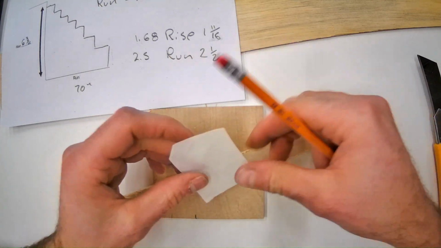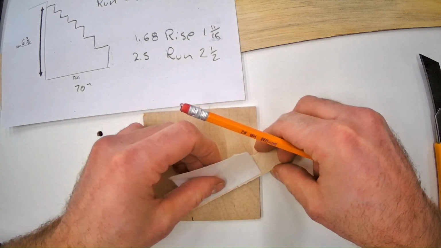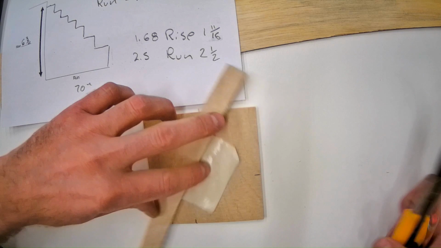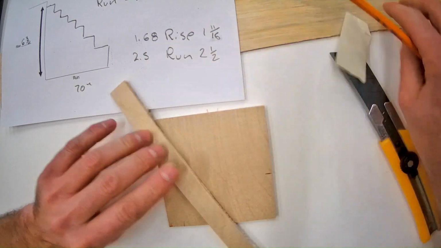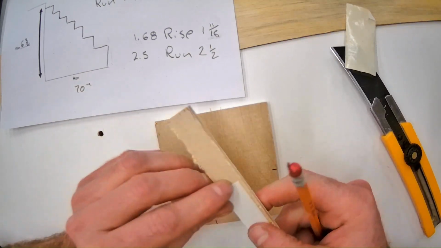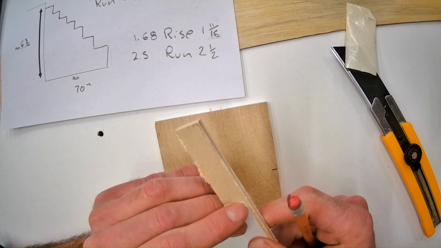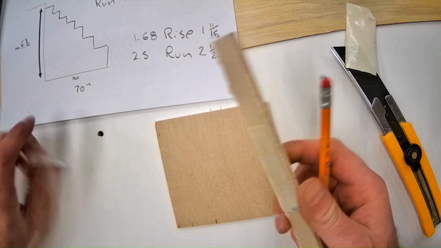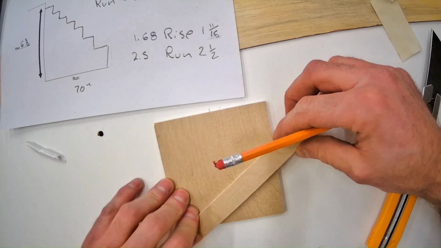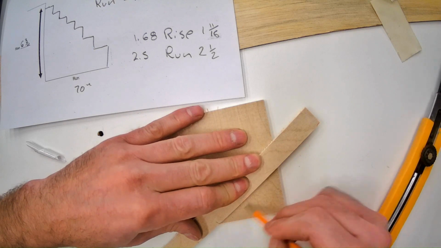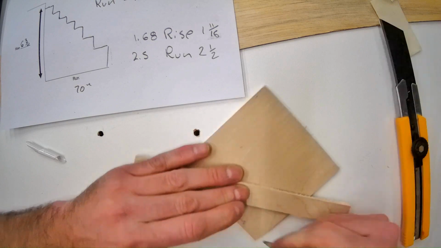I'll stick it on the back of my piece of material here. Trim off the extra. And remove the part on the back, the sticky part. Now that I've done that, I'm just going to line up my 2 points like this. And this is now my framing square with my run and my rise.